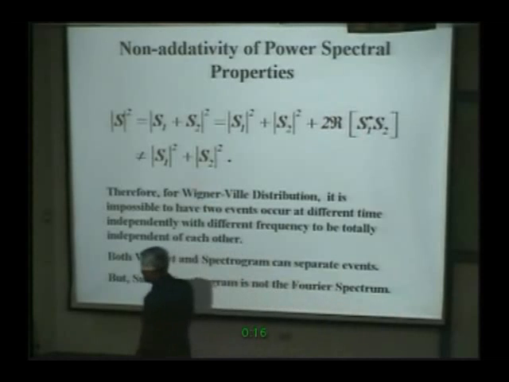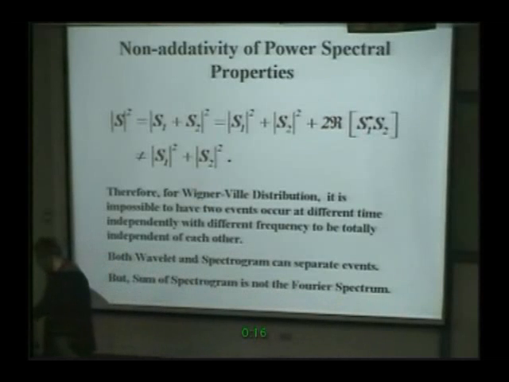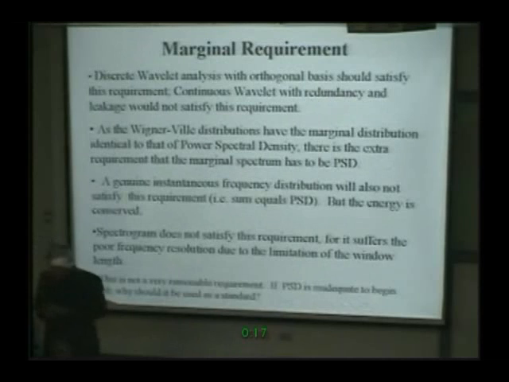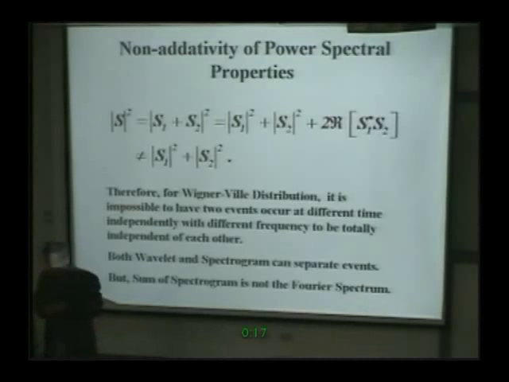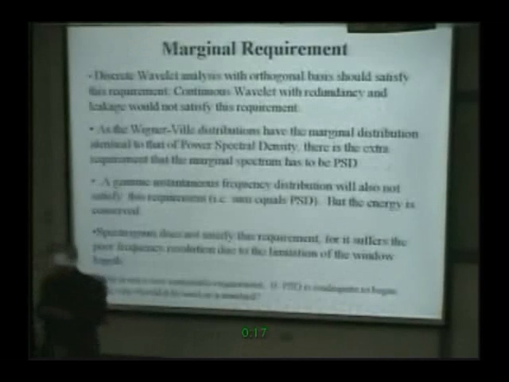And the reason that they brought this up is that Wigner-Ville people claim that if you have two independent events, this event cannot be separate. For example, not only that, the Wigner-Ville people also claim another thing, as I said, the marginal requirement.